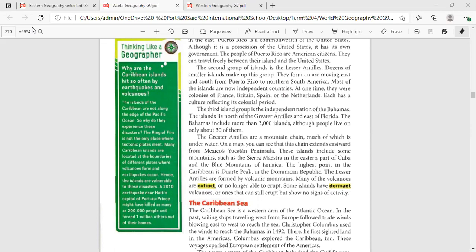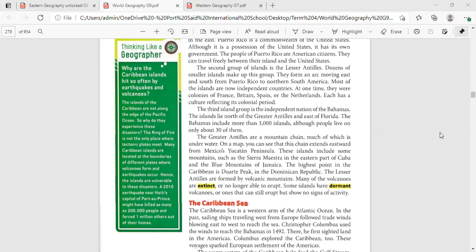Another fact I want you to know about the Greater Antilles is that they are considered a mountain chain underwater. And it has some volcanoes. Some of them are extinct, which means they will no longer erupt. Others are dormant, which means that they could erupt, but they show no signs of being active. So again, the Greater Antilles are a mountain chain. Most of them are underwater, and they are extinct or dormant, although some of them are showing signs of activity.